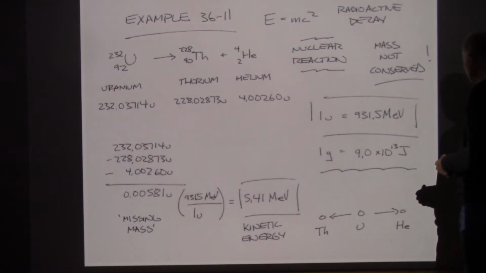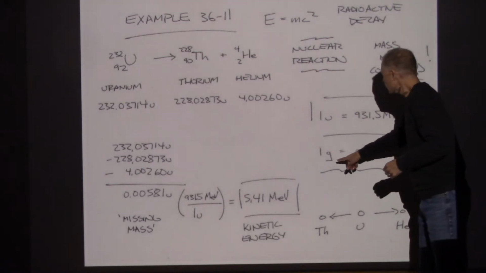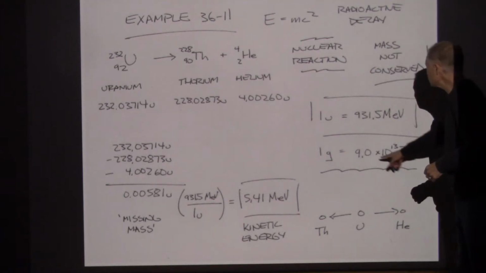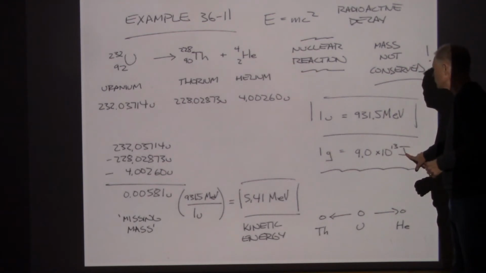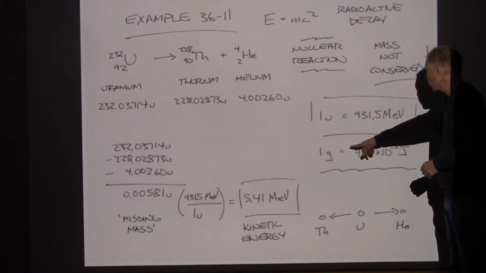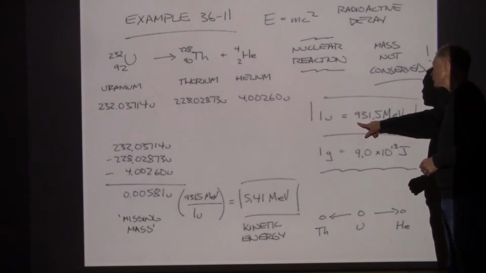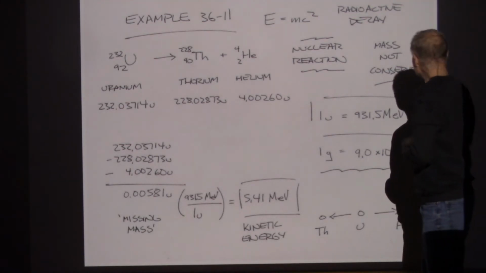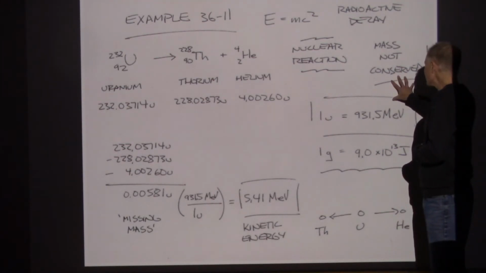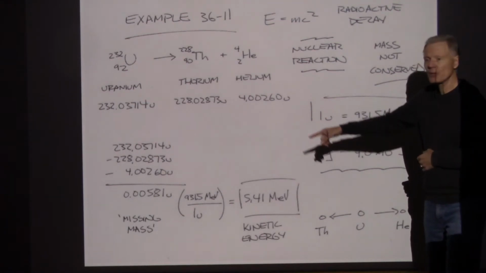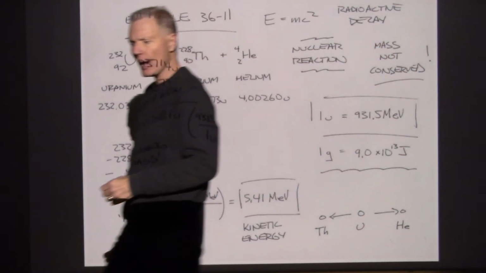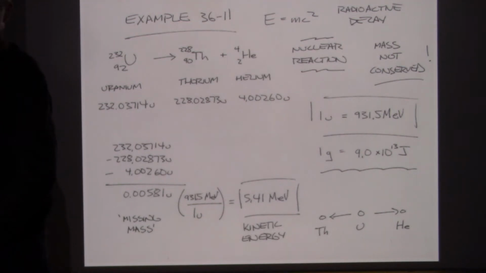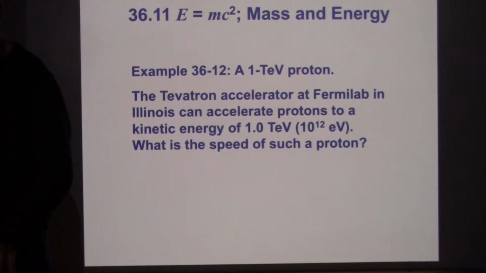So let's see. A couple of quick conversions here. 1 gram is the equivalent of 9 times 10 to the 13 joules. That's a lot of energy from 1 gram. 1 atomic mass unit is 931.5 MeV. And then there's just an outline of the reaction. So the takeaway here is mass is not conserved, and when mass is missing, we can use that amount of missing mass to calculate how much kinetic energy was generated in a reaction.